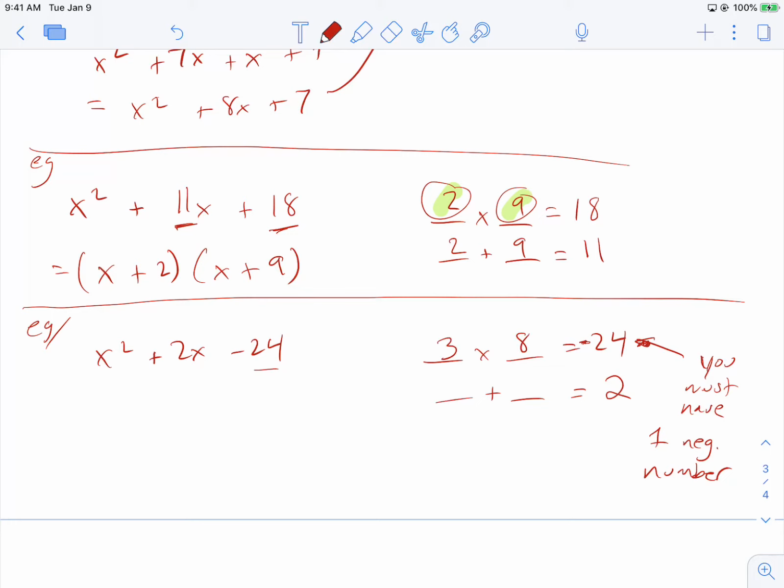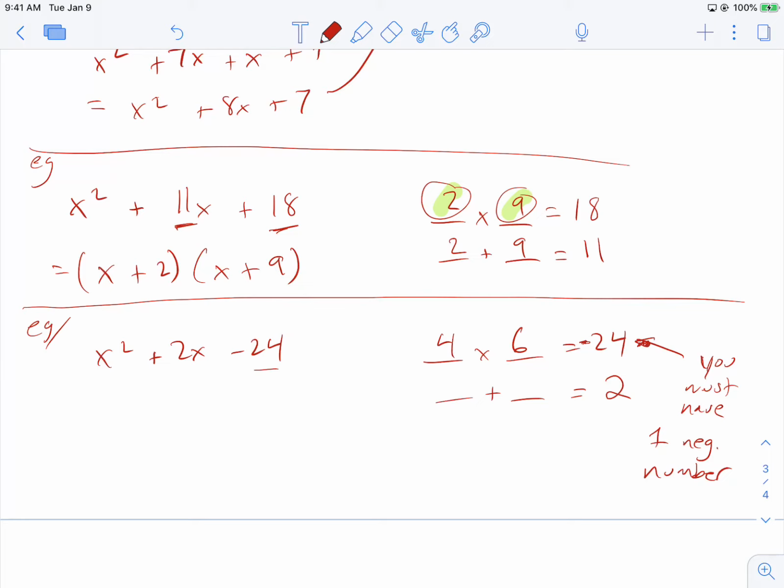3 and 8. Well, those multiply to 24, but can I make that work to get it to 2? Well, what if I made the 3 negative? Well, now the negative 3 times 8 equals negative 24. That's good. Negative 3 plus 8, well, what does that give me? That gives me positive 5, and that's not really what I want. So is there anything else we can work with? Well, what about 4 and 6?